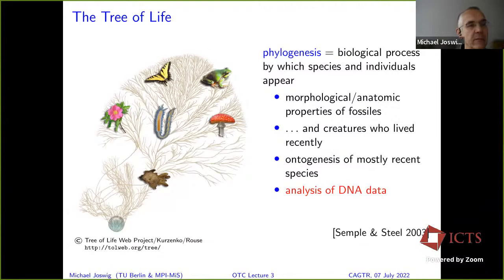And so in the age of phylogenomics, this is typically based on DNA data. And so what is known about the state of the art is collected in a very beautiful open source data project called Tree of Life.